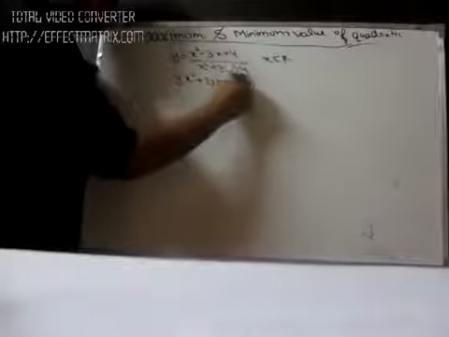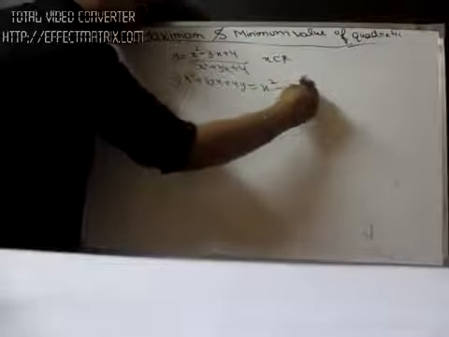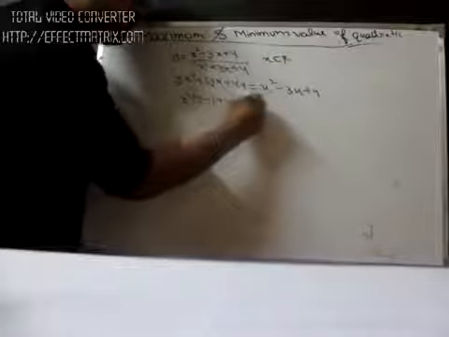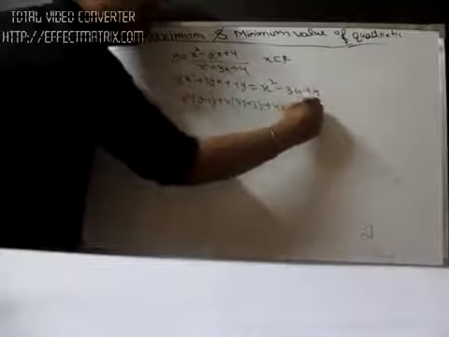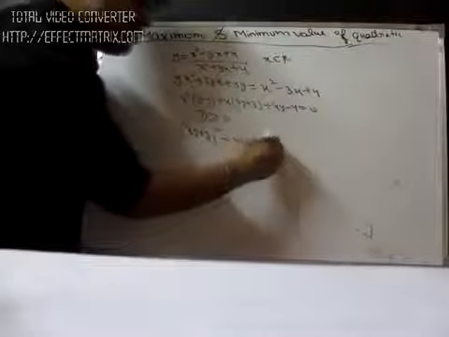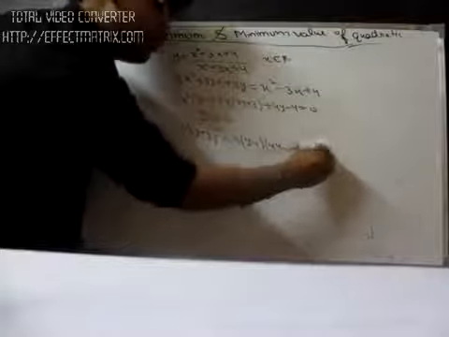Like we want to find y is equal to x square minus 3x plus 4 divided by x square plus 3x plus 4 where x is real, and we want to find the minimum value and maximum value of y. Just cross multiply: y x square plus 3y x plus 4y is equal to x square minus 3x plus 4. So x square (y minus 1) plus x (3y plus 3) plus (4y minus 4) equal to 0. So D is greater than or equal to 0. So (3y plus 3) whole square minus 4 (y minus 1)(4y minus 4) is greater than or equal to 0.